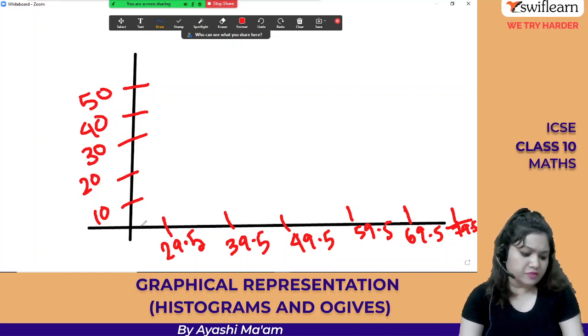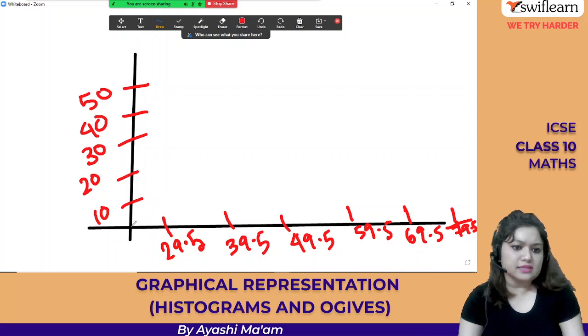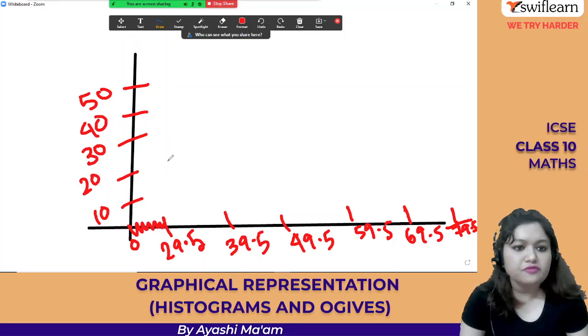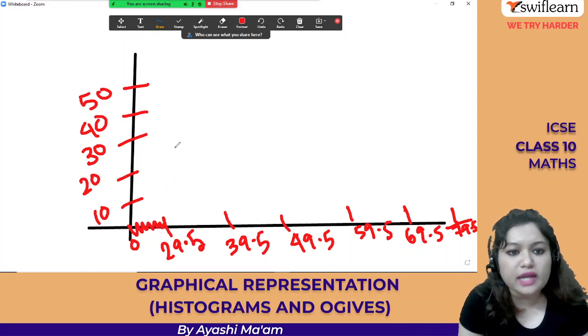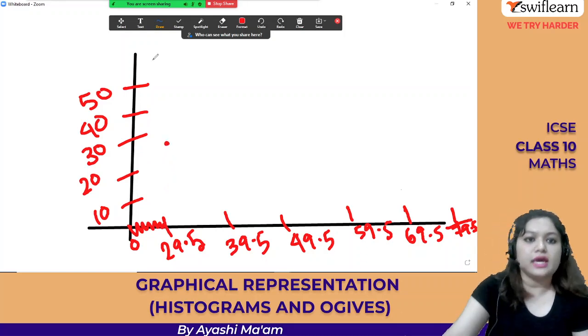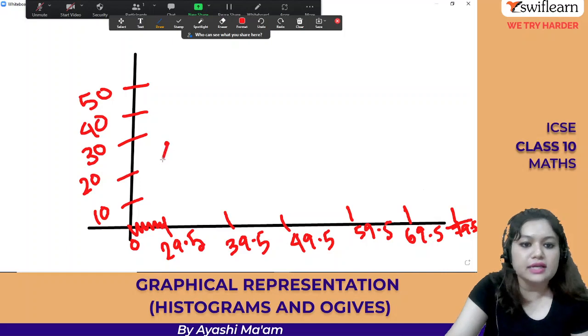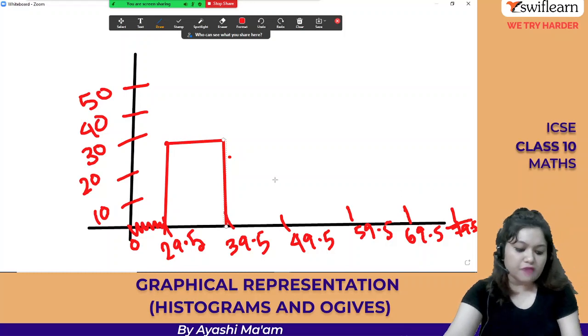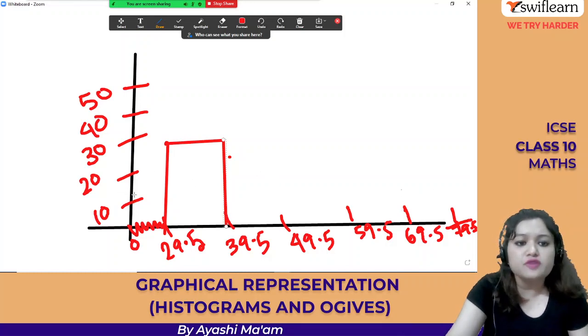And we don't have the data from 0 to 29.5, so apply a break, and now you know what to do. From 29.5 to 39.5, the frequency is 25, that will be present between 20 and 30. That means here. Make sure to draw the lines really neatly like this. You will have to draw the rectangle. We'll proceed up to 39.5 like this. From 39.5 to 49.5, frequency is 15, so this will be between 10 and 20.